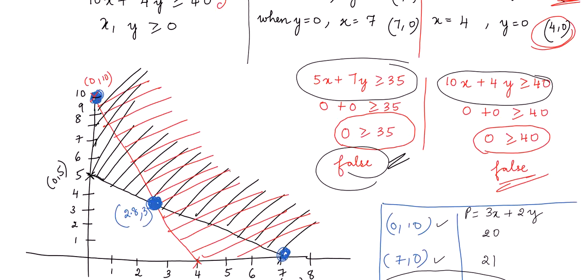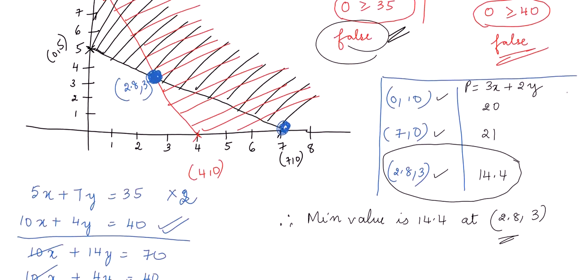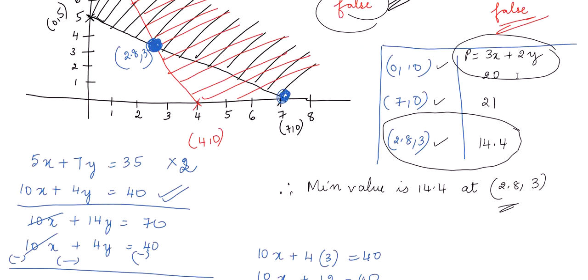When you don't have the exact points, you need to use the simultaneous linear equations method. Then you will get the points and substitute in the objective function, like I've done here. If the question is maximize, find the maximum value. If the question is minimize, find the minimum value. So this is the graphical method.